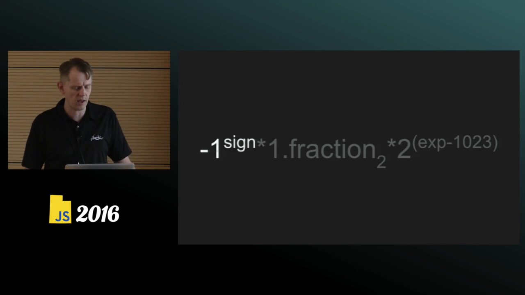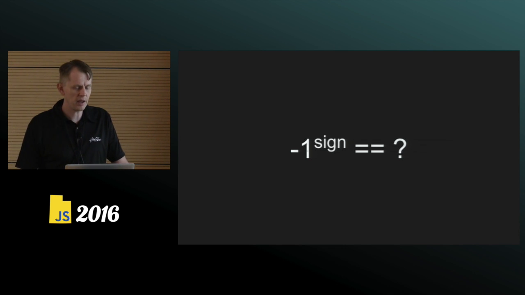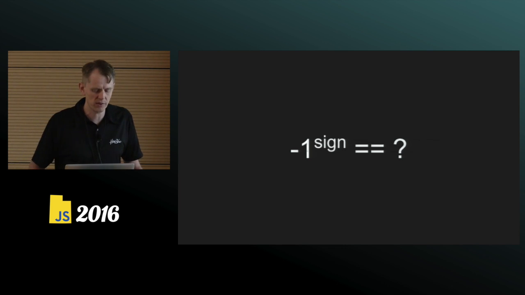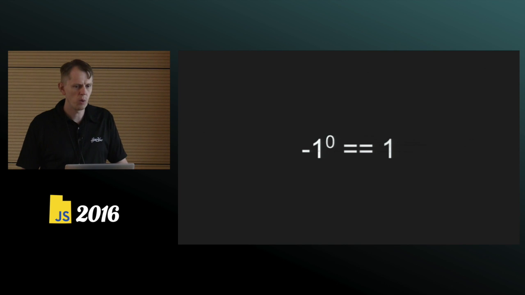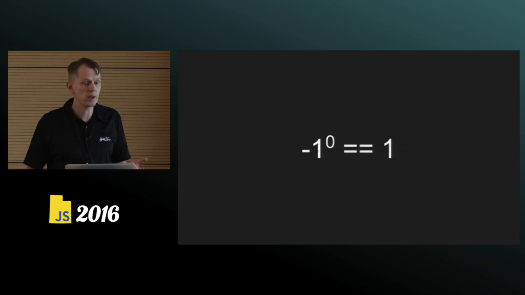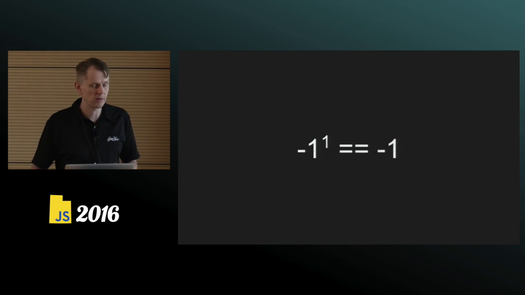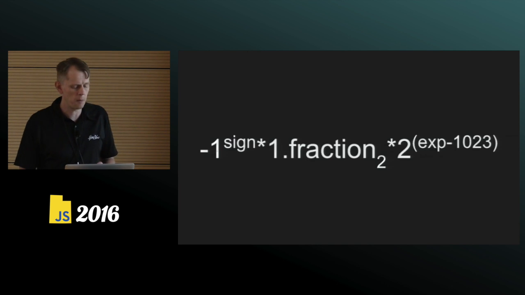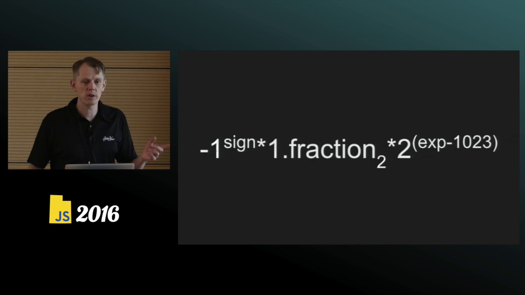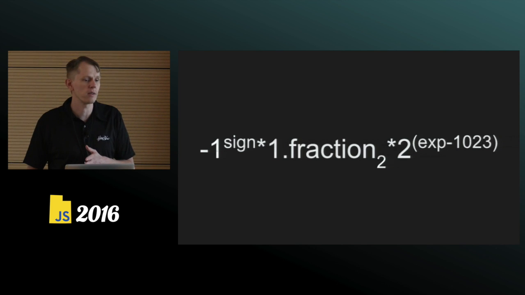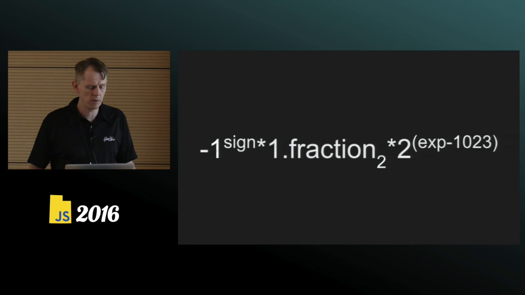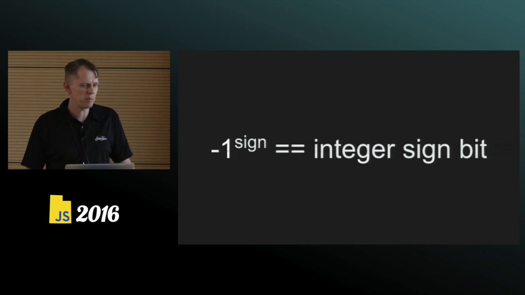First part, we'll start with the sign. So, -1 raised to the sign power. What does this mean? Well, if the sign bit is 0, you get a +1. If the sign bit is 1, you get a -1. And that positive 1 or negative 1 is multiplied by the rest of the equation, which means the answer will either be positive or negative. So in other words, the sign bit works exactly the same as it did with integers with floating point numbers.